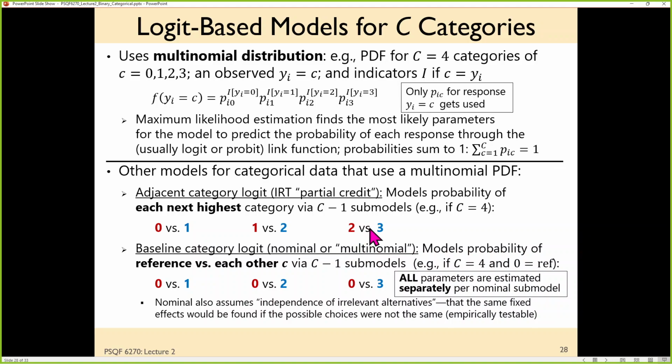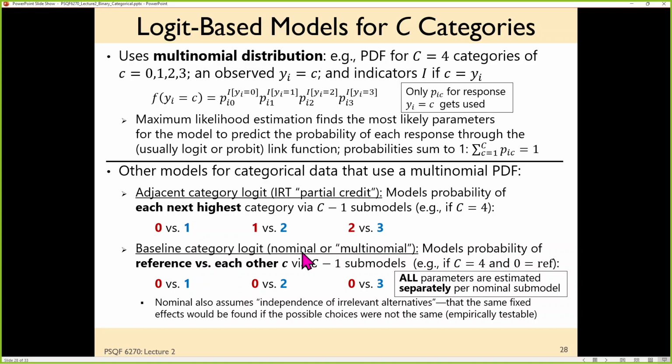Nobody uses this model though. Like I don't know why. It seems like the easiest thing. Part of the reason would be because if you have not many people, it can go badly. Like if only 3 people answered 3, then this submodel is going to blow up.